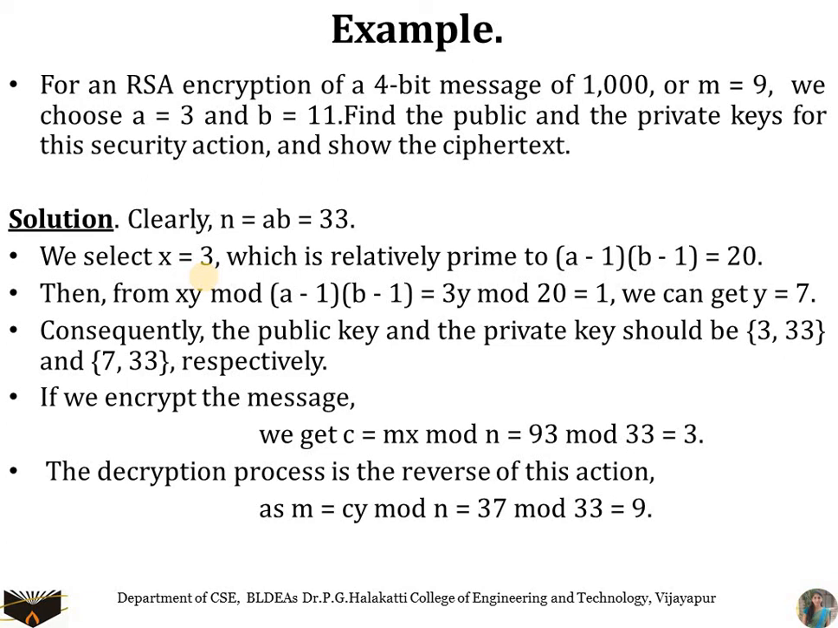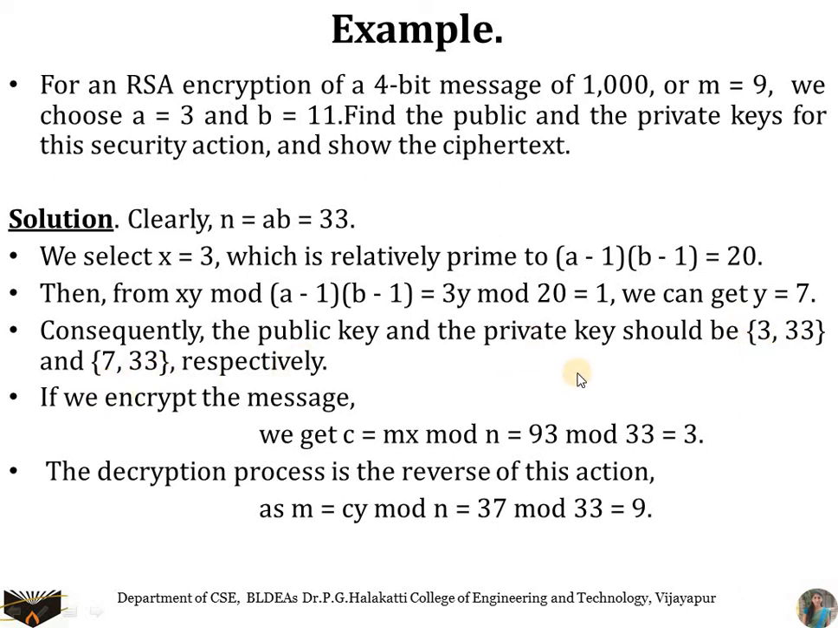There are a lot of numbers that exist, but right now in this example we have chosen the x value as 3. Then x times y mod (A minus 1)(B minus 1), that is, x is 3, y we don't know, mod 20 is equal to 1, and we get the private key as 7. So we have the public key as (3, 33) and the private key as (7, 33).